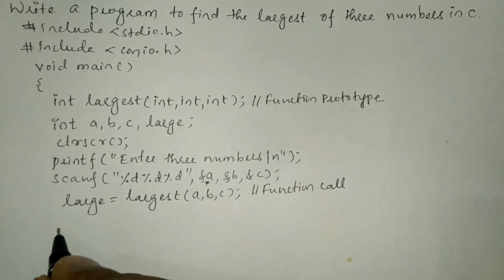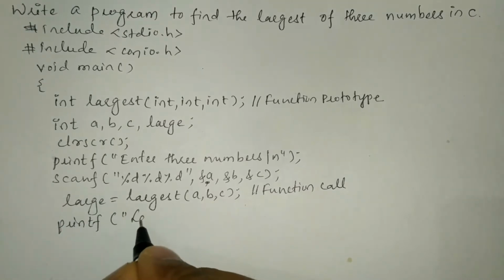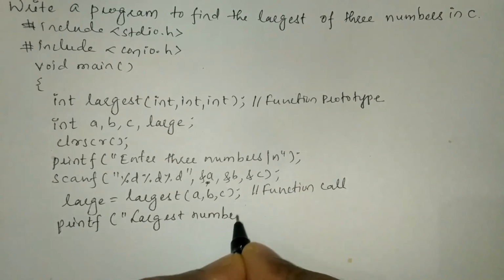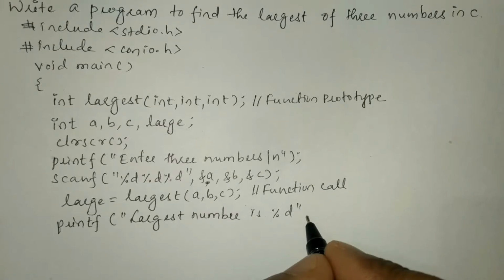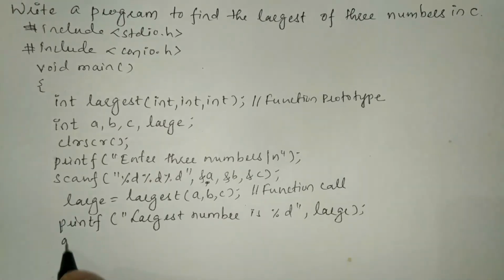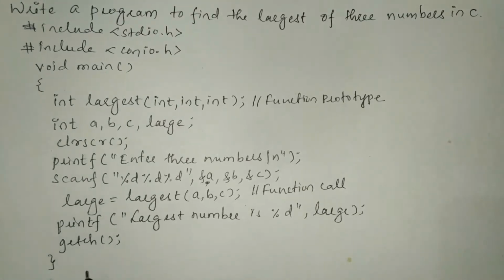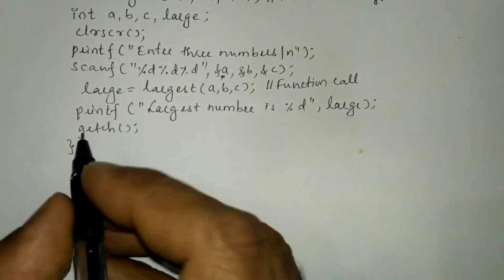Now let us write the printf statement. Printf, in double quotation marks I'll write largest number is %d, end the double quotation mark, large, and put semicolon. Here we are going to write the getch function and the curly closing brace. So let us define this particular function.